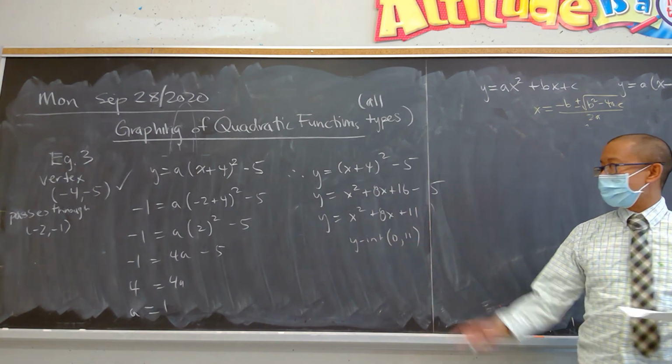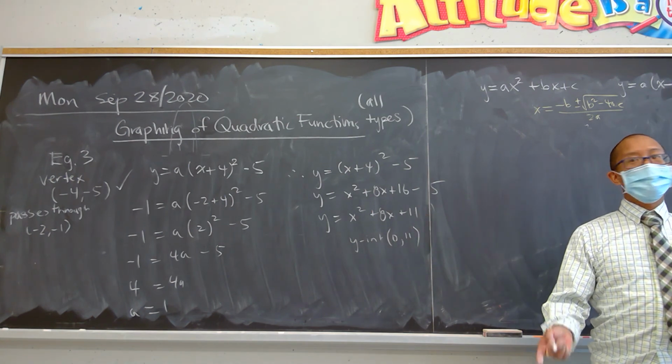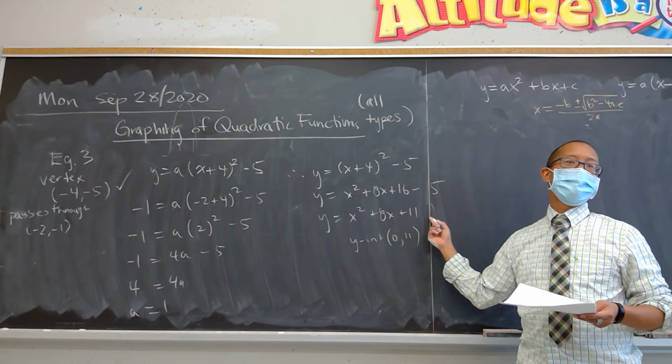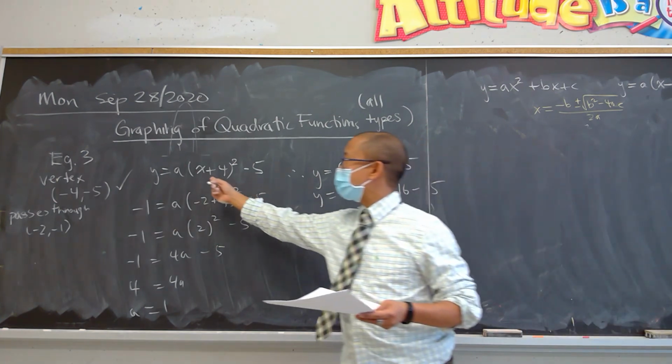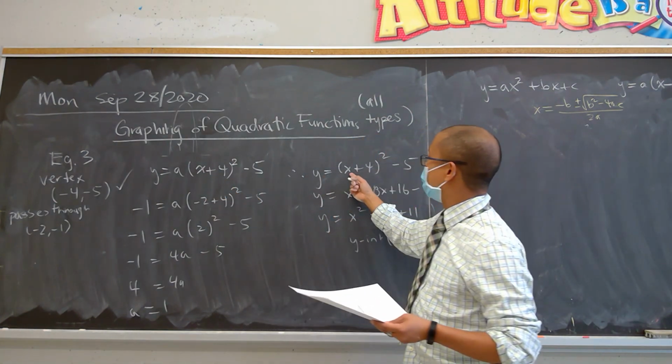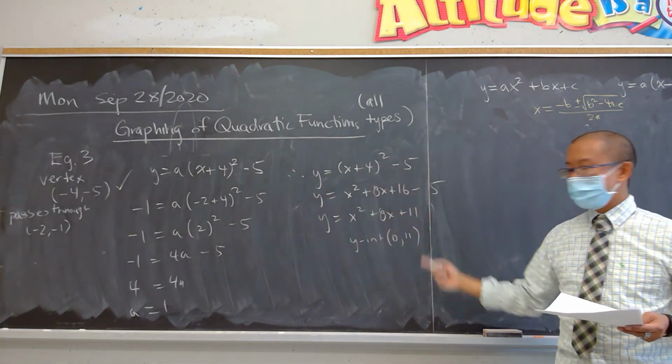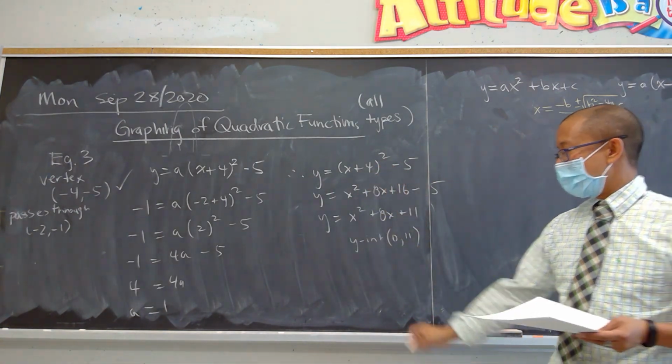(0, 11), right? And how is he getting it? He's looking right there. If you're not too sure, if you still need to do some math, plug in 0 into this. You get 11. Or plug in 0 into the vertex form. 4 squared is 16. 16 minus 5 is 11. Either way, it's fine. Answer for this one.